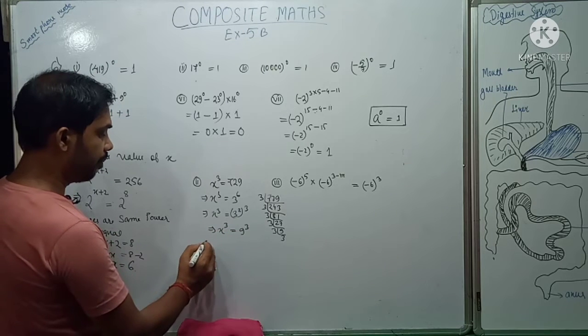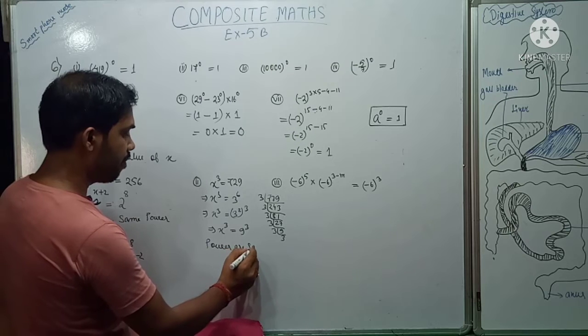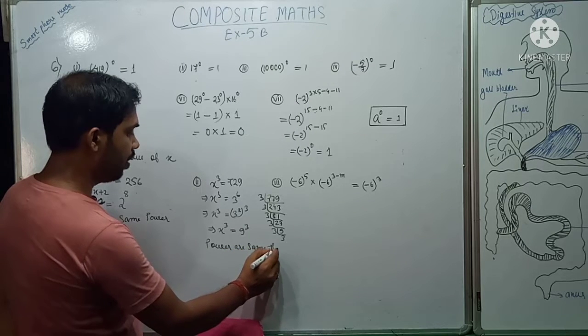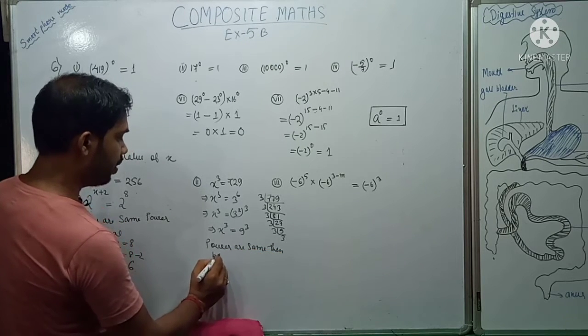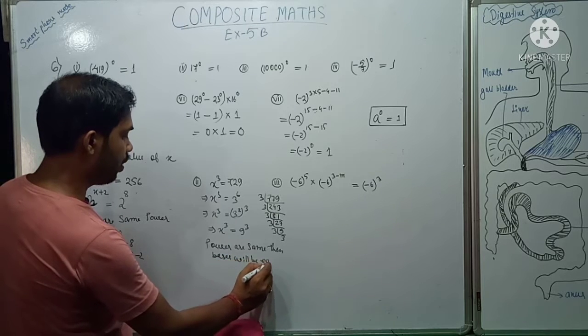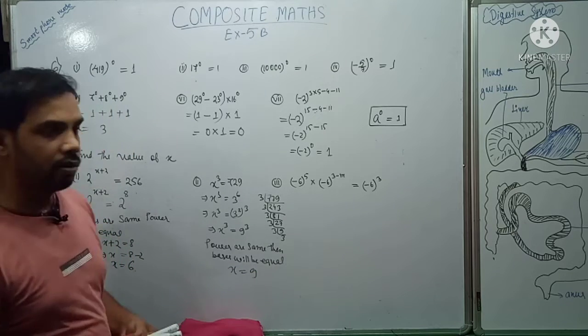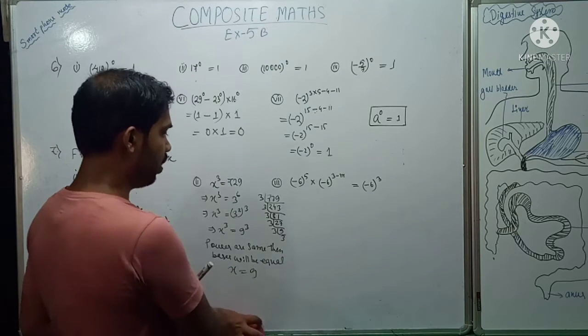Now the powers are the same, then the bases will be equal. So from here we get x equal to 9. So I think you have understood. So let's go for question number 3.